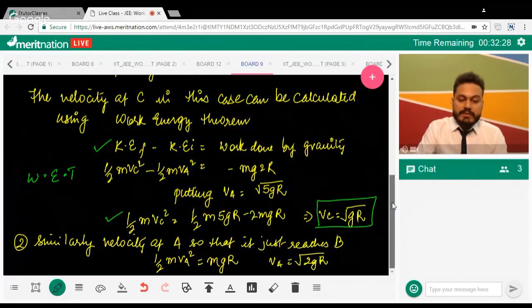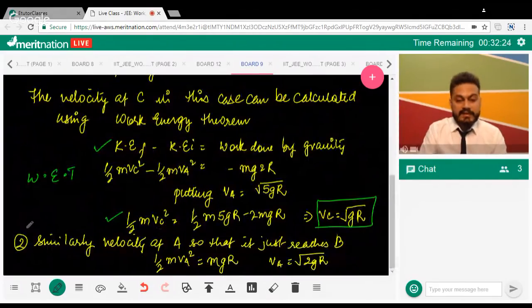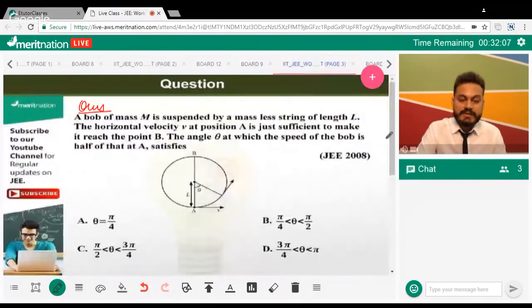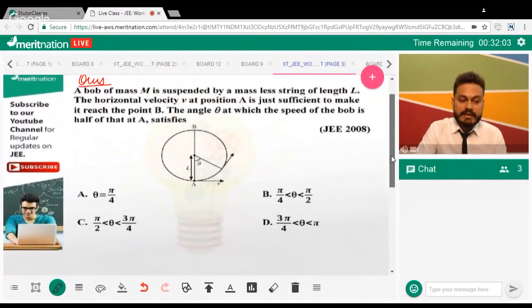Now the next question, question number 2, which I am asking and will also explain: what should be the velocity at A such that it just reaches point B? If we solve, it comes out to be root 2 gR. Let's apply these basics. These were the background of the question coming next, which was asked in JEE 2008.